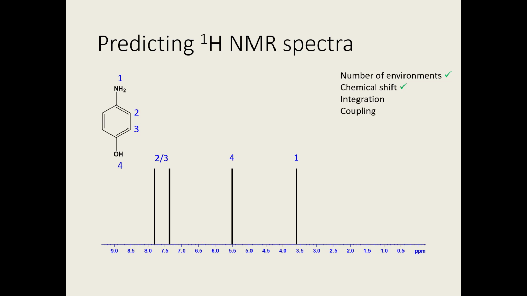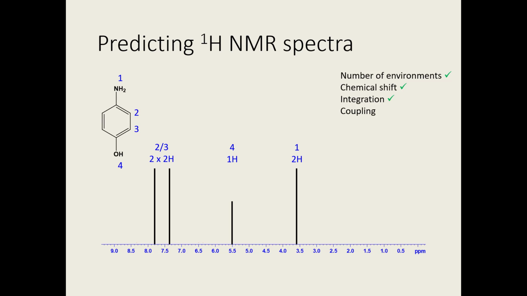The next thing to look at is the integration, or how many of each different type of proton there are. Protons 2 and 3 are each worth 2 hydrogens. Proton 4 is worth 1, and proton 1 is worth 2. So let's redraw the lines at approximately the right height ratios.